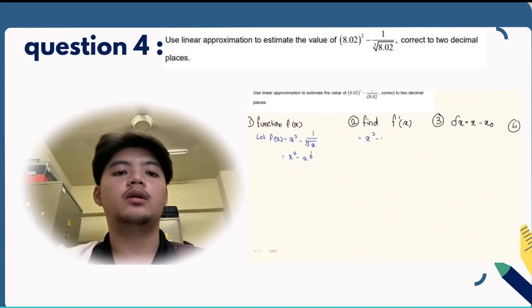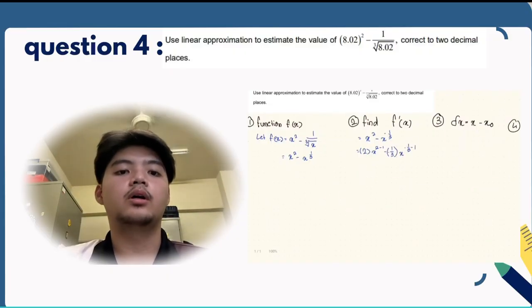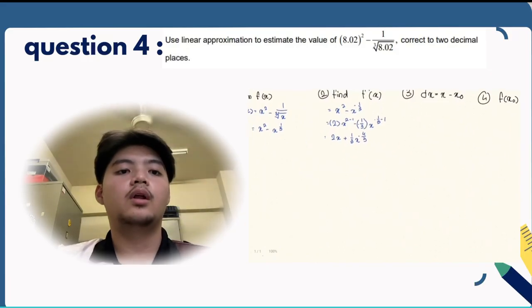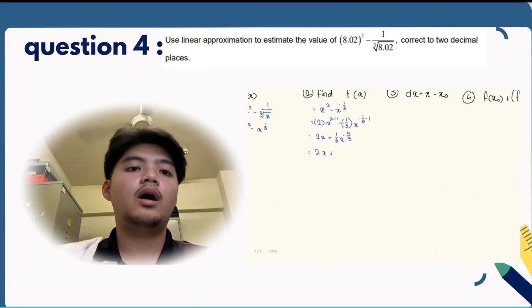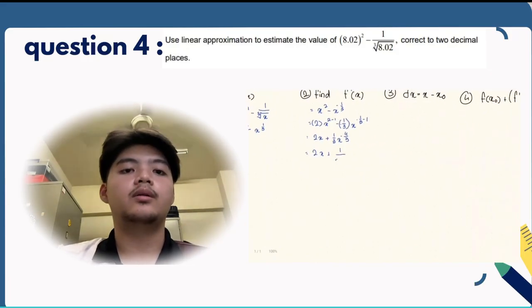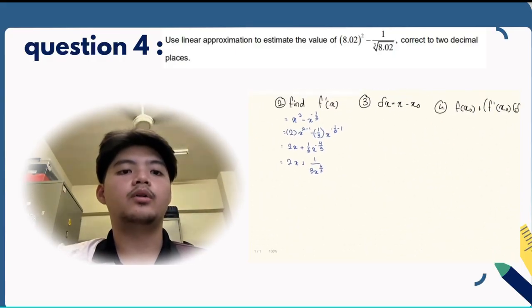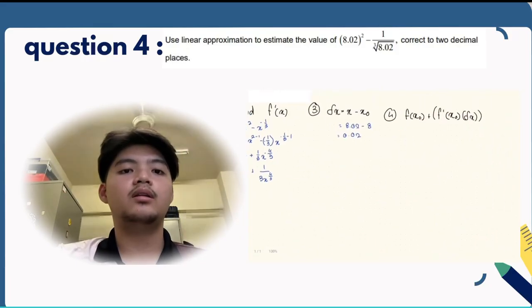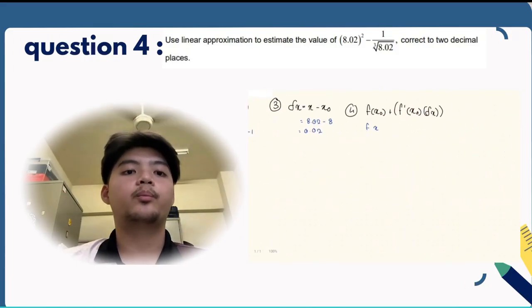Step 2 is to find the derivative, which tells us the slope of our formula. By taking the derivative, we get a new formula, 2x plus 1 over 3 times x to the power of 4 thirds. This will tell us exactly how fast our value changes near 8. Step 3 is to find our distance from 8, known as delta x. Our target is 8.02 and our starting point is 8. Subtracting gives us a tiny distance of 0.02.